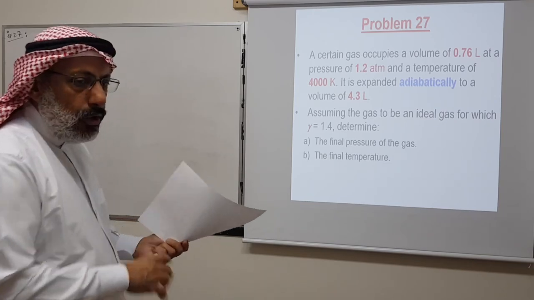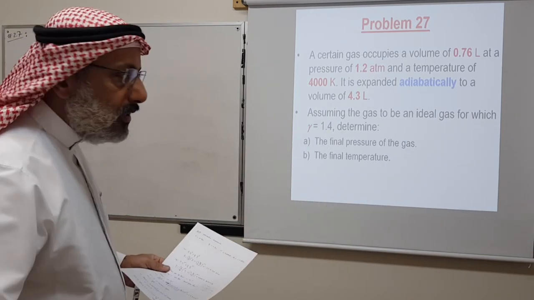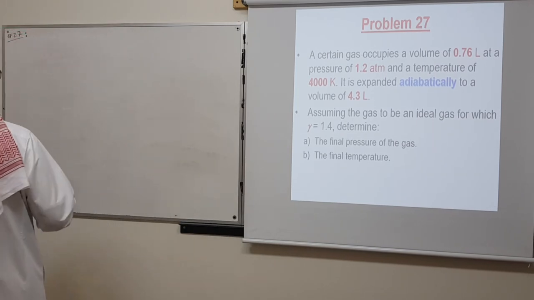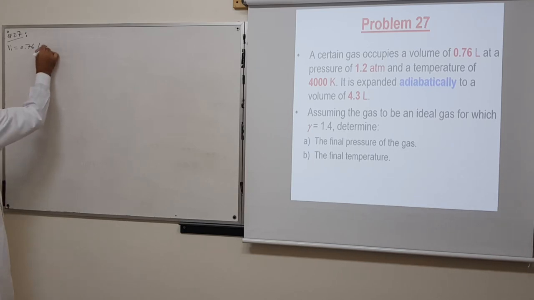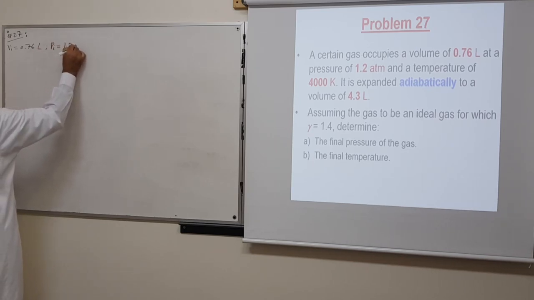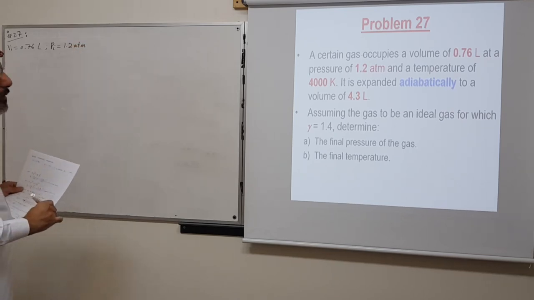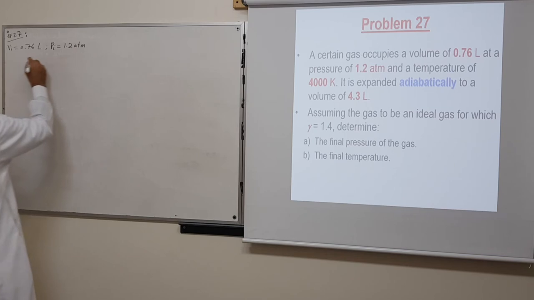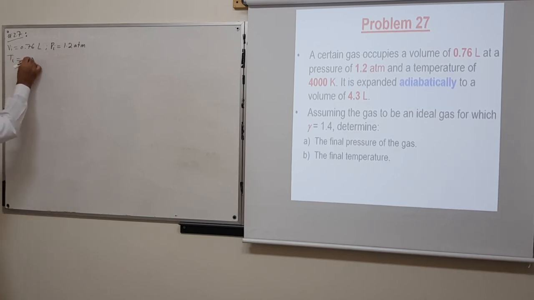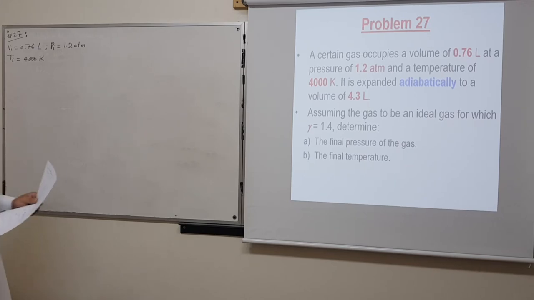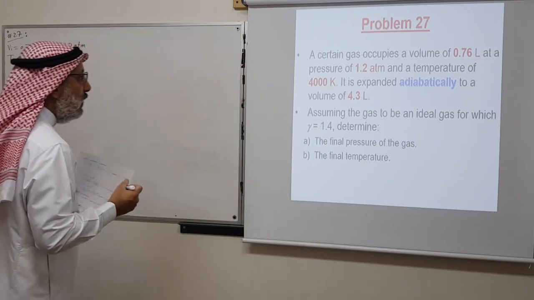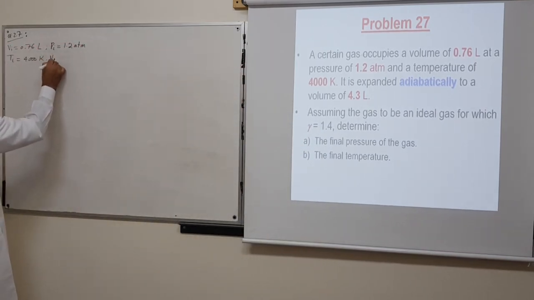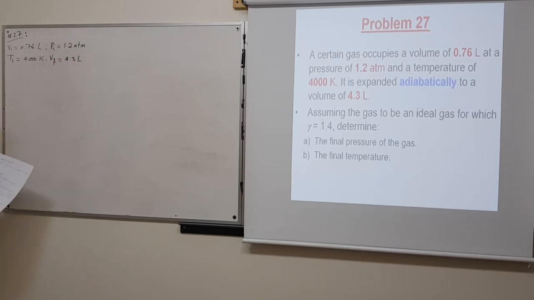A certain gas occupies a volume of 0.76 liters, okay? So we have the initial volume is 0.76 liters. At the pressure of 1.2 atmospheres, P initial is 1.2 atmospheres, and a temperature of 4000 K, T initial is 4000 K. It expands adiabatically, here is the process, adiabatically to a final volume of V final 4.3 liters.